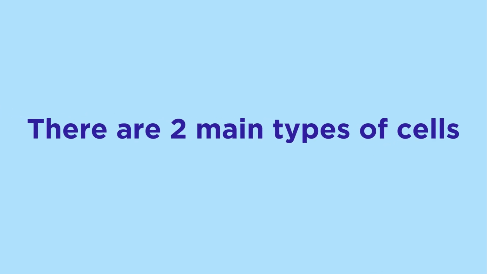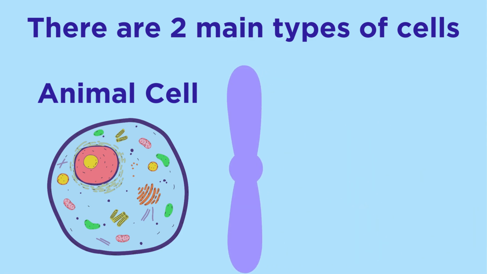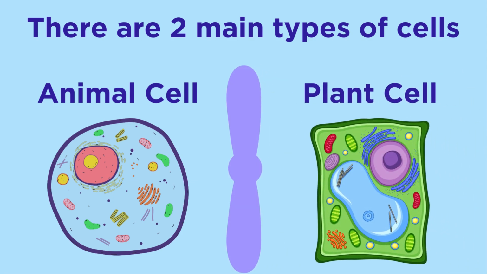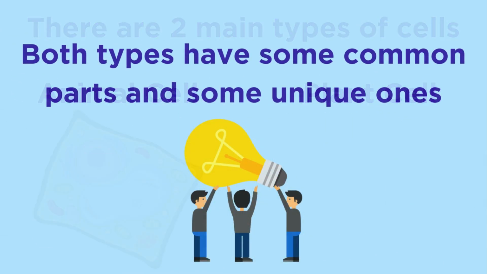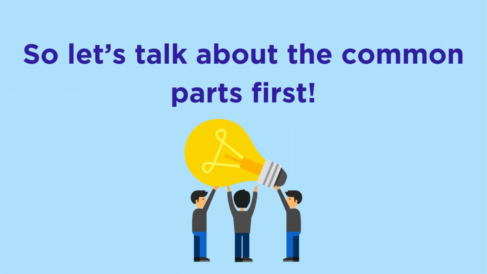There are two main types of cells. Animal cell. Plant cell. Both types have some common parts and some unique ones. So let's talk about the common parts first.